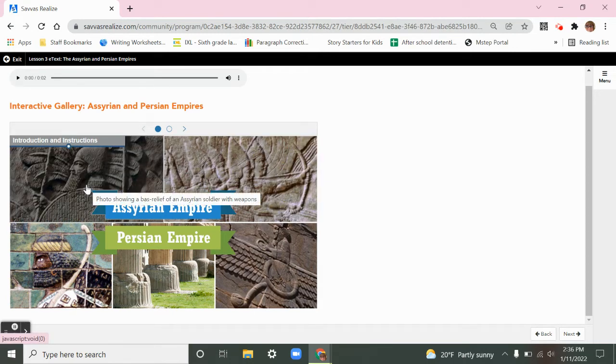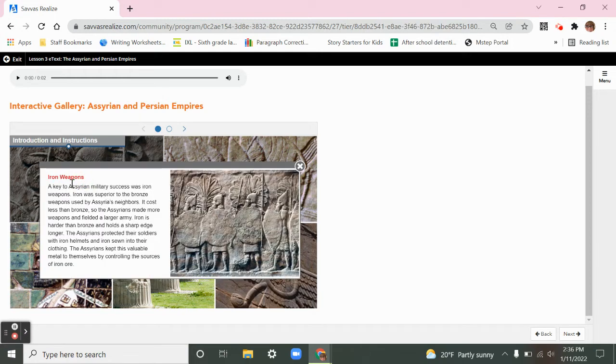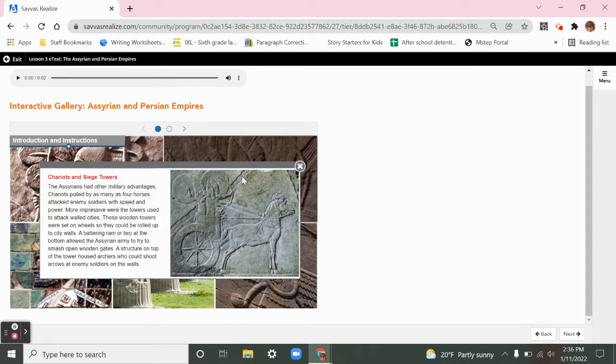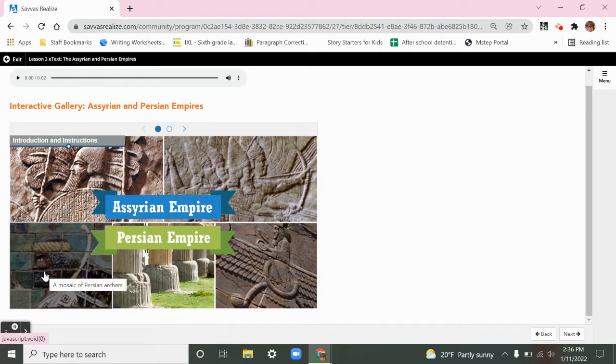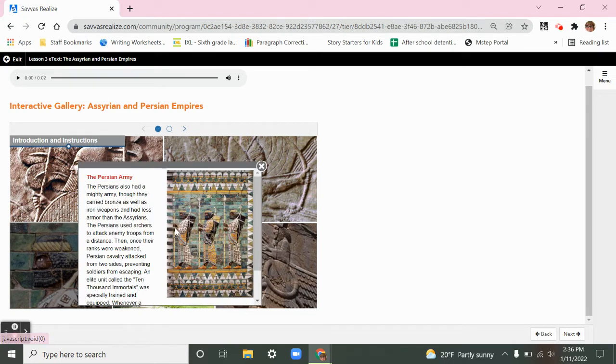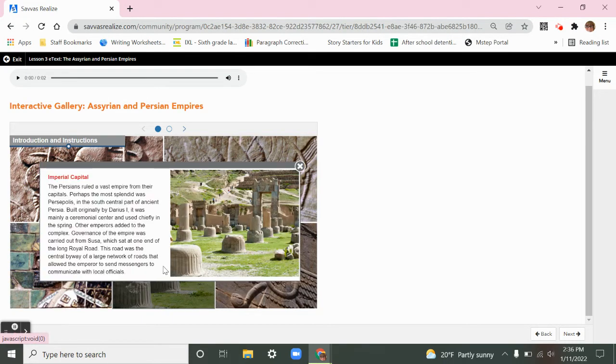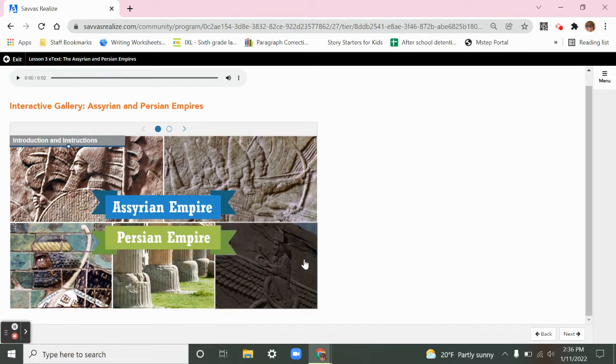So pause my video, and what I want you to do is click on each picture. This picture talks about the iron weapons. Read through the iron weapons. The next picture talks about the chariots and the siege towers. The bottom left picture talks about the Persian army. The middle bottom picture talks about the imperial capital.